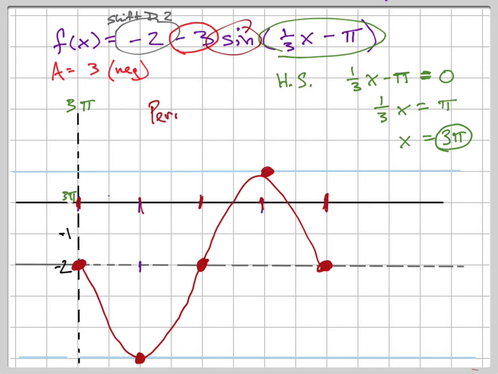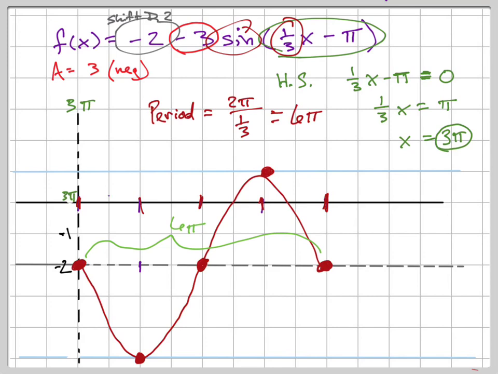Your period equals 2 pi over b, which is 1/3. So simplify that and you get what? It would be 2 pi. Dividing by 1/3 is like multiplying by 3 over 1, which is 6 pi. So my period is 6 pi, which means it's going this whole distance right here. This distance is 6 pi. That's 1 period. So how do I break 1 period up?